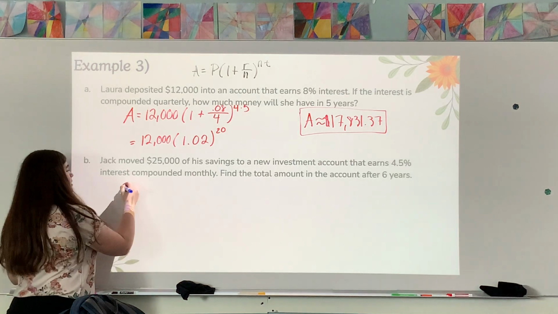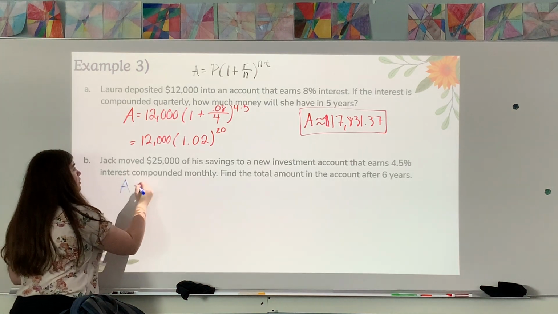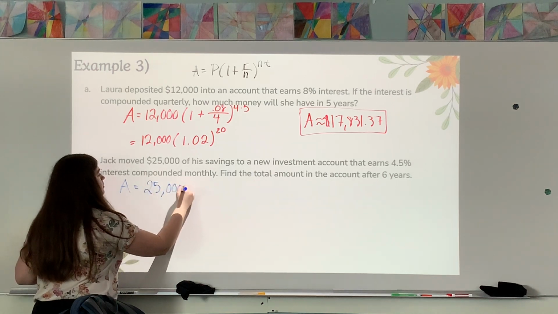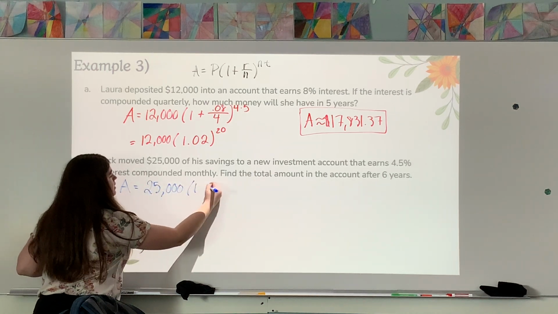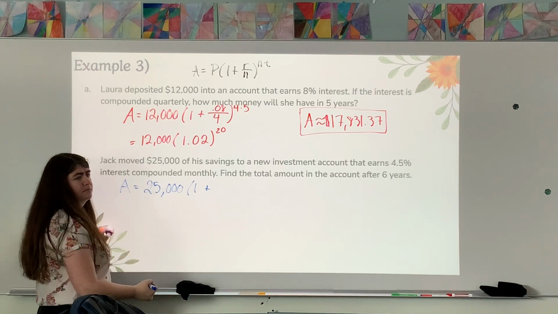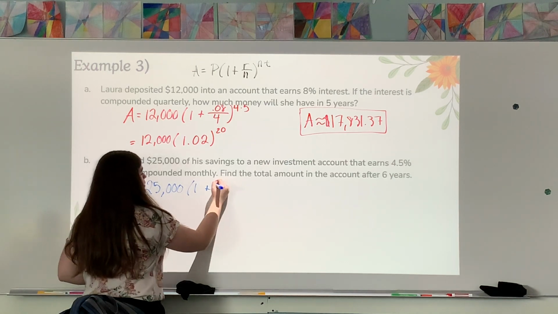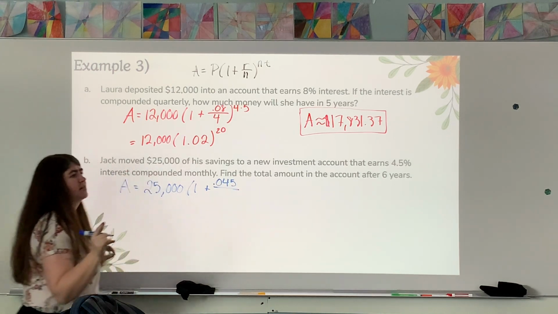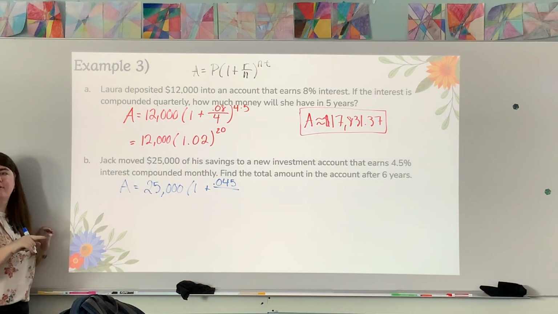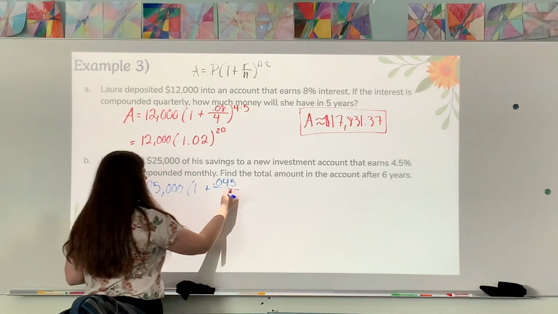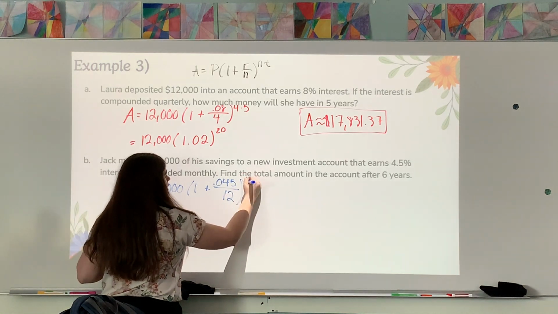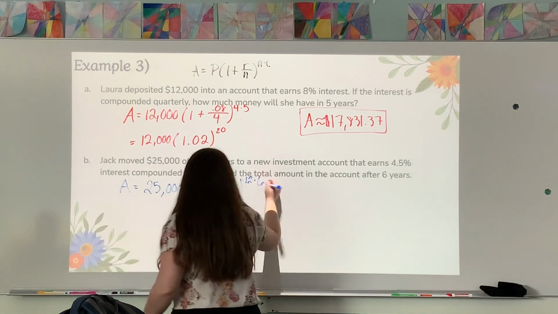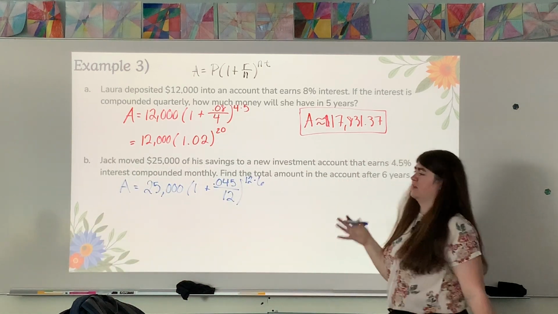Okay, so we have A is equal to the initial amount, 25,000, times 1 plus, what's the interest rate? 0.045 over, it says it's compounded monthly. So how often? 12 times a year. So the power of the number of times compounded, 12, times the amount of time, which is 6 years.